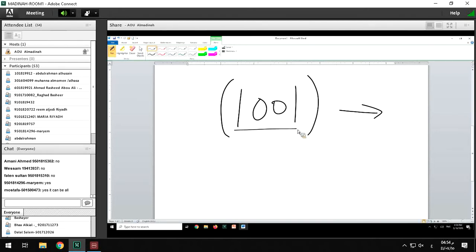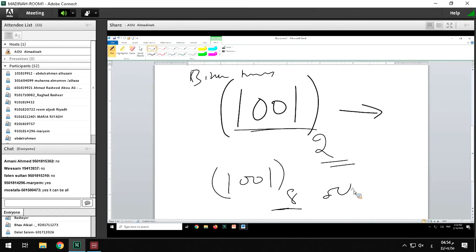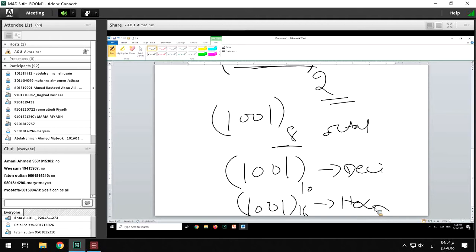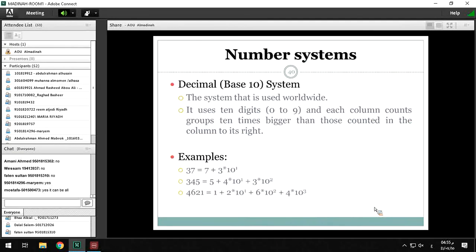So you need to take care whether the base is given or it is written in the question, like given binary number. Then it is a binary number. Given octal number: if I say 1001 to the base 8, it is an octal number. If I say 1001 to the base 10, this is a decimal number. And if I say 1001 to the base 16, this is a hexadecimal number. So we need to look into the number and the base to decide which number it is. Base 10 numbers are the decimal numbers that take digits from 0 to 9. And it is a group of tens.